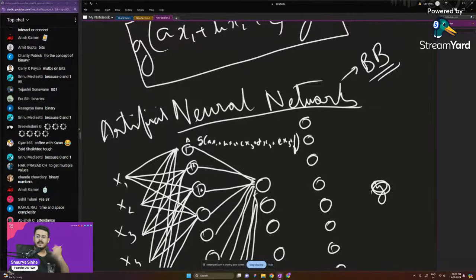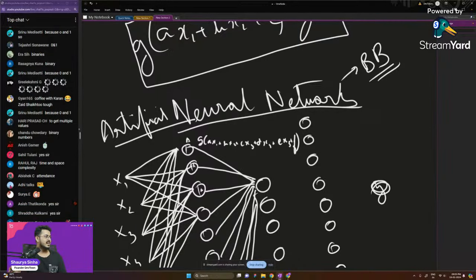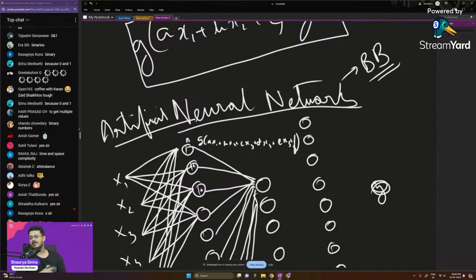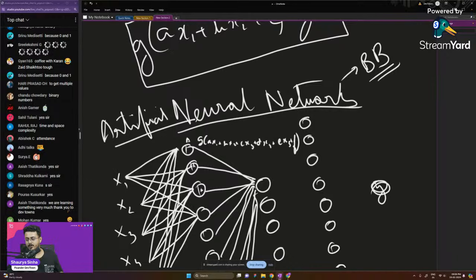This is the most basic format of neural networks. There are others as well. There are autoencoders, there are CNNs, RNNs, there are GANs, then there are LLMs. There are multiple transformer models. There are a lot of different types of neural networks that you can create. You have the Boltzmann machine itself. We are dealing with the most basic one, that is artificial neural networks. I wanted to make that clear so that you don't get confused at a later point of time.